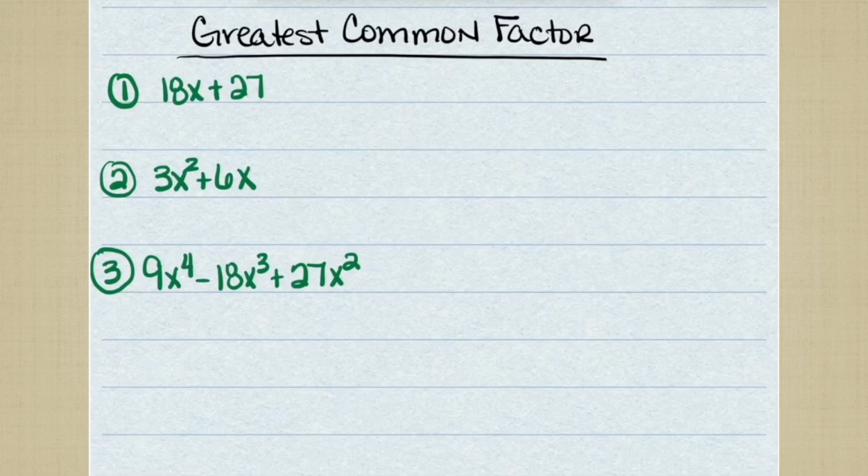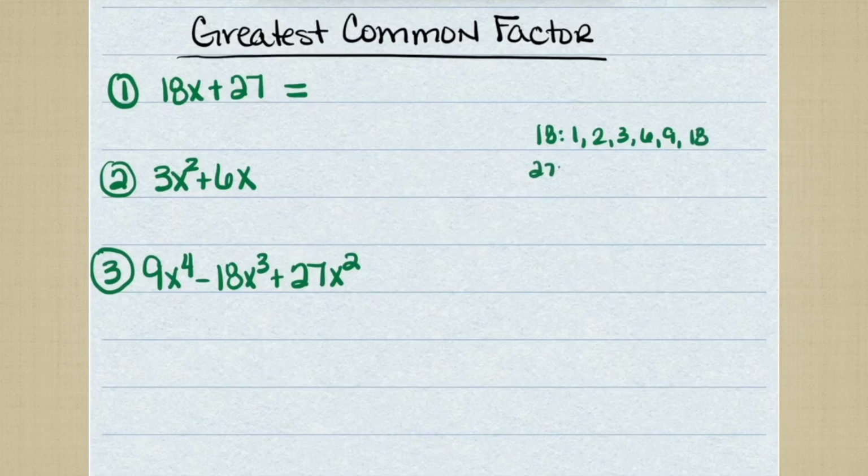So if you look at this first one, only the first term has an x. This term does not have an x. But between the 18 and the 27, what is the greatest common factor? Now, if you don't remember your greatest common factors, you would list all the factors of 18. I always say the multiplications of 18, so basically the numbers that give you 18. So you would have 1, 2, 3, 6, 9, and 18.